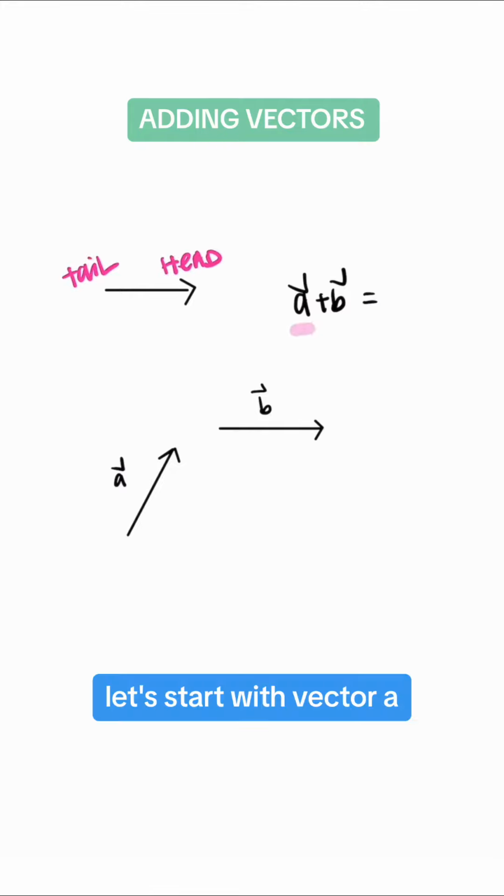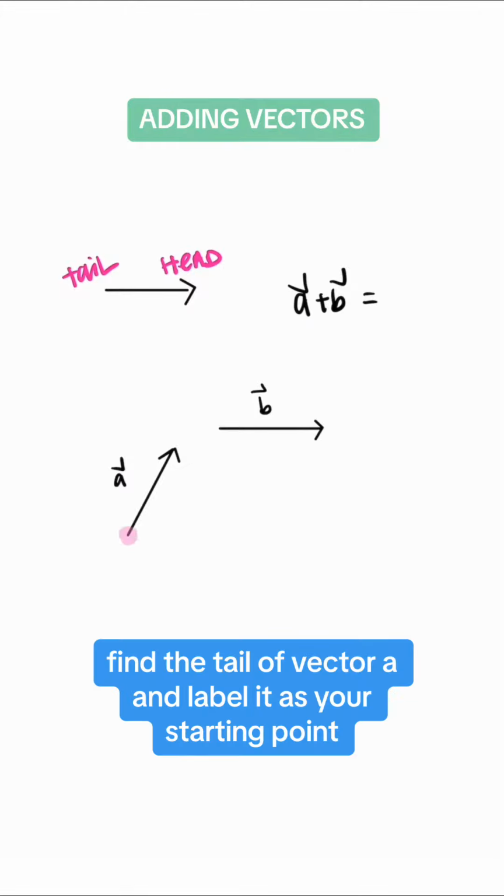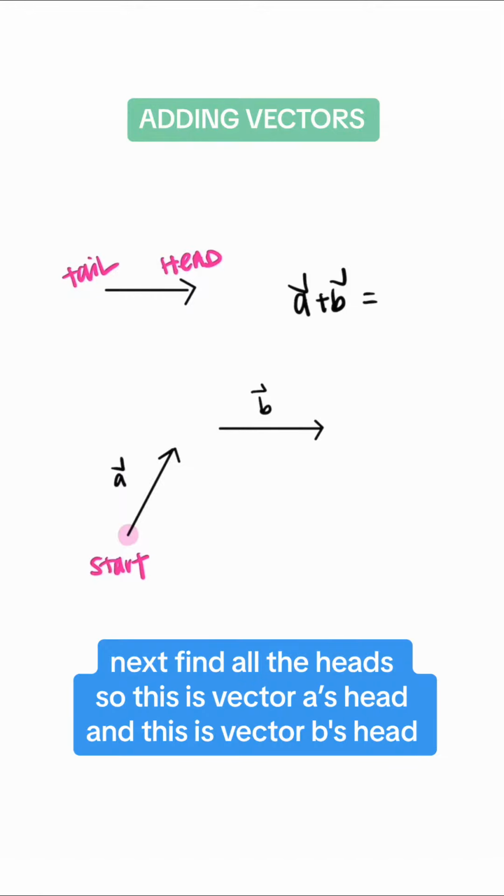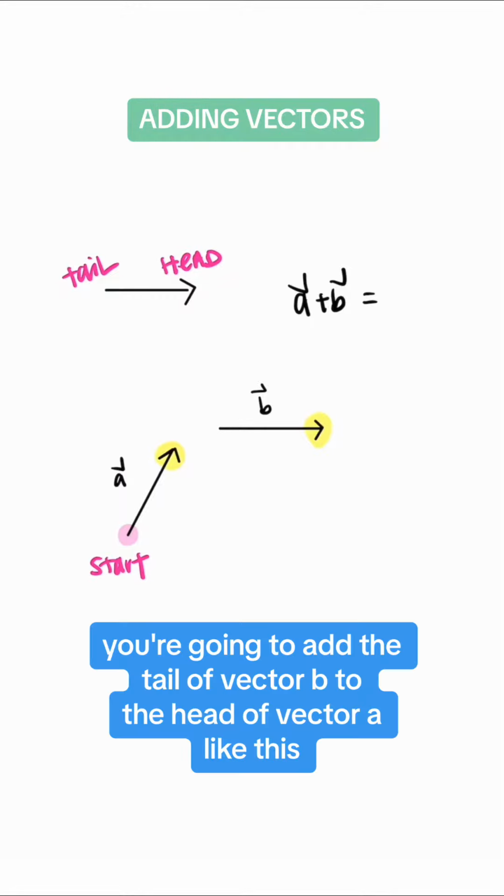Let's start with vector A. Find the tail of vector A and label it as your starting point. Next, find all the heads. So this is vector A's head, and this is vector B's head. You're going to add the tail of vector B to the head of vector A like this.